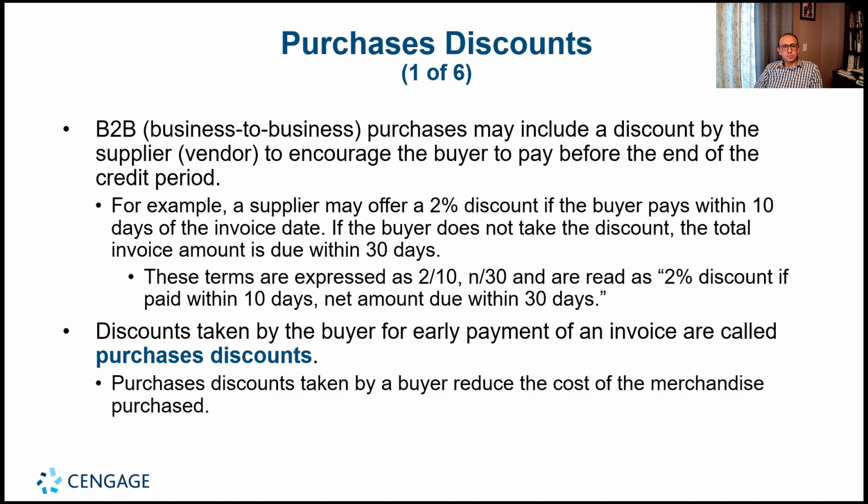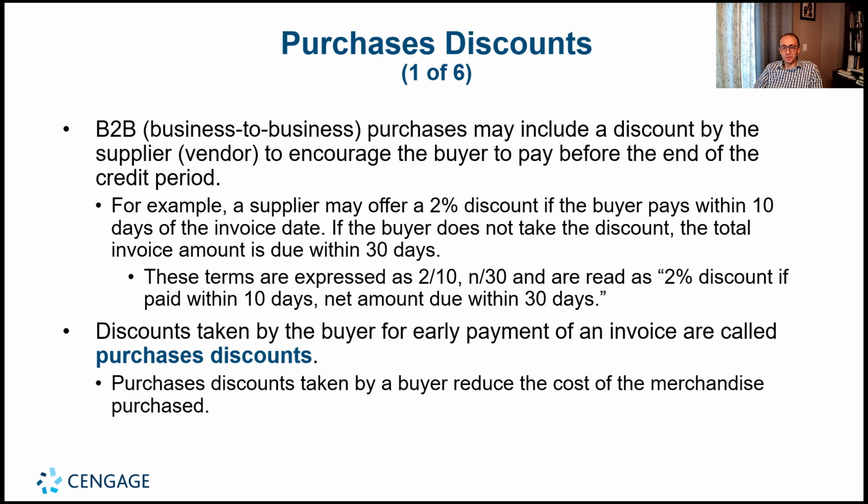So business-to-business purchases may include a discount by the supplier or vendor to encourage the buyer to pay before the end of the credit period. For example, a supplier may offer a 2% discount if the buyer pays within 10 days of the invoice date, which is the example we used. So if the buyer does not take the discount, the total invoice amount is due within 30 days.